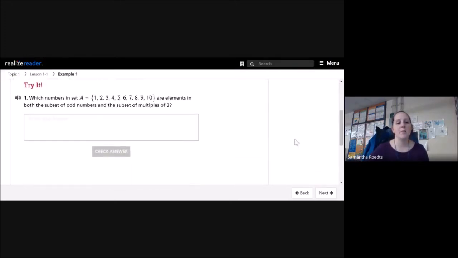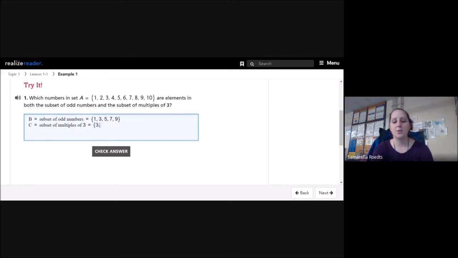All right, so let's try it out. Which numbers in set A, 1, 2, 3, 4, 5, 6, 7, 8, 9, 10, are elements in both the subset of odd numbers and the subset of multiples of 3? Let's say B is my subset of odd numbers: 1, 3, 5, 7, and 9. And we'll say C is my subset of multiples of 3. That's 3, 6, 9. The two numbers that are in all three sets are 3 and 9. So 3 and 9 are my answers.